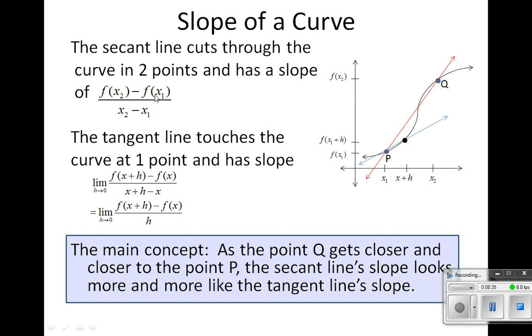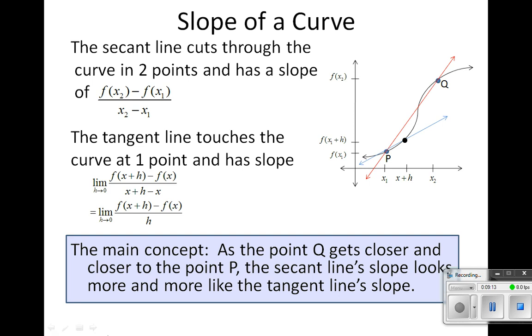Okay, so what I put up here is secant line cuts through the curve in 2 points and has a slope given by, and this is really nothing more than your standard slope formula, change in y over change in x. And the tangent line touches the curve at 1 point and has this as its formula. Okay, so for the tangent line again, our point P is x1, y1, and our point Q would be like x2, y2, or you could say it's x plus h, because it's a h away in the horizontal direction. So f of x plus h minus f of x all over h.